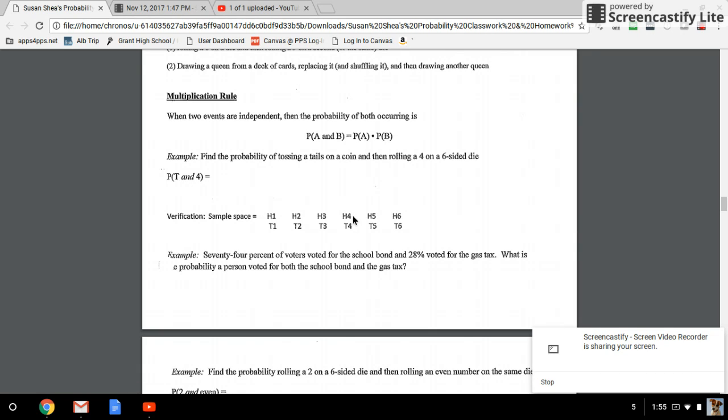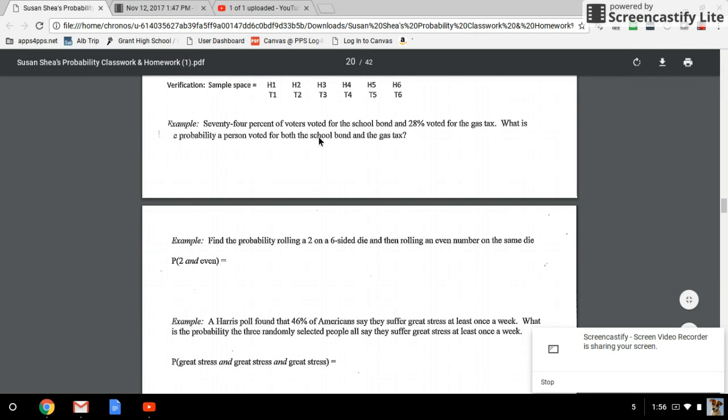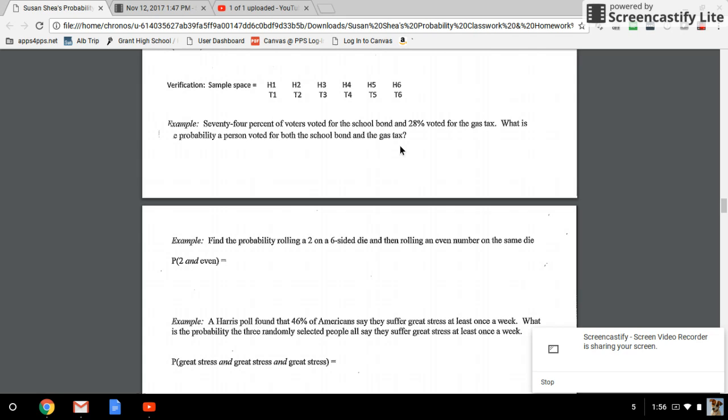Another great one: 74% of voters voted for the school bond and 28% voted for the gas tax. What is the probability a person voted for both the school bond and the gas tax? Well, I would just take both of my probabilities and multiply them, making sure to change them into decimals.